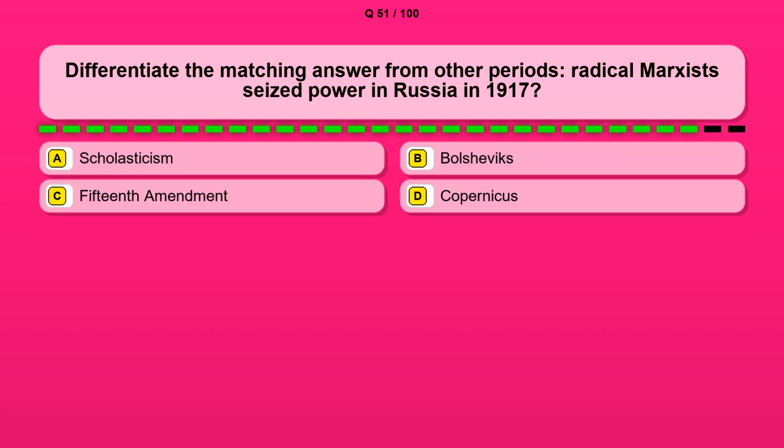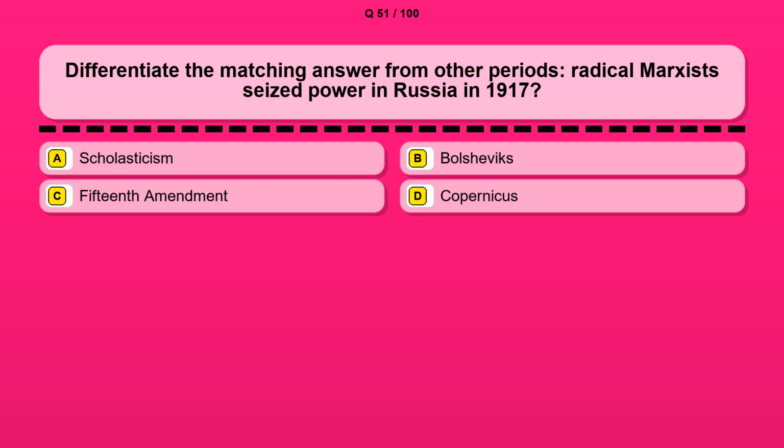Question 51. Differentiate the matching answer from other periods. Radical Marxists seized power in Russia in 1917. Option A, Scholasticism. Option B, Bolsheviks. Option C, 15th Amendment. Option D, Copernicus.